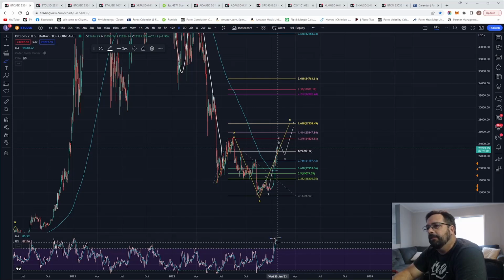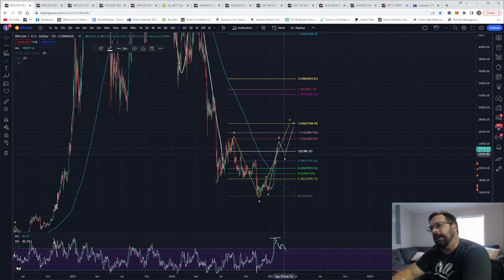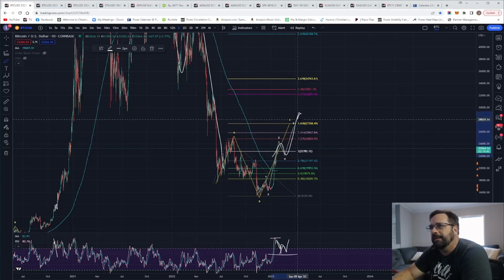It needs a little correction. Okay, it needs a little bit of a pullback, and so what we're looking for here is a move to the downside, or at least a corrective move that's going to allow the RSI to at least come back, reset for the next bullish move to the upside that's going to get us up here.